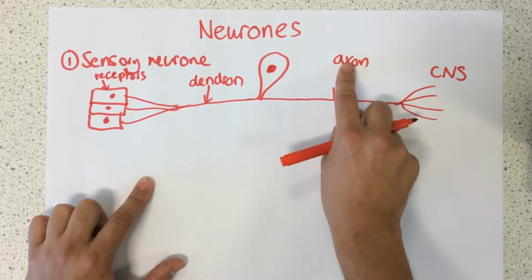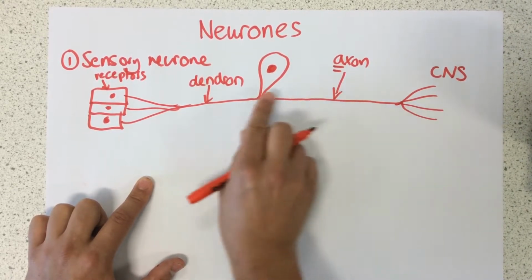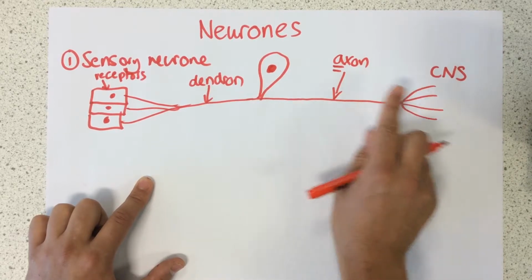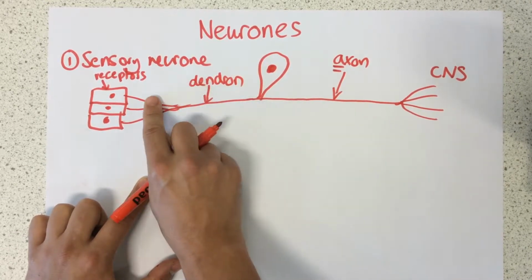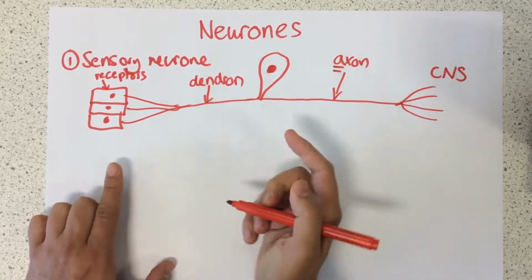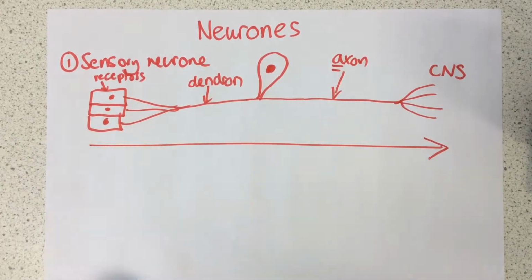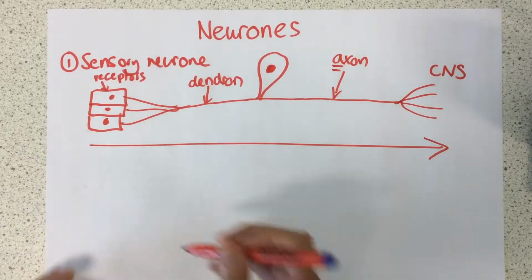travels down. A good way of remembering it is axons always travel away, the signal always travels away from the cell body. Dendrons, or dendrites, always take information towards a cell body. In this particular case, the electrical impulse is travelling that way down. Okay, so that's a sensory neuron involved in sensation or feeling things, being able to sense things.